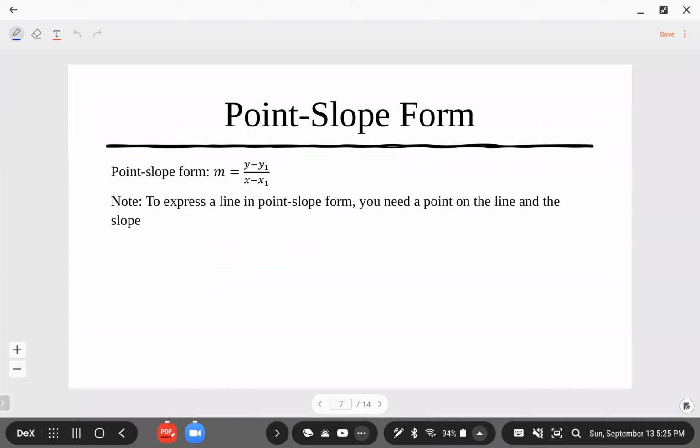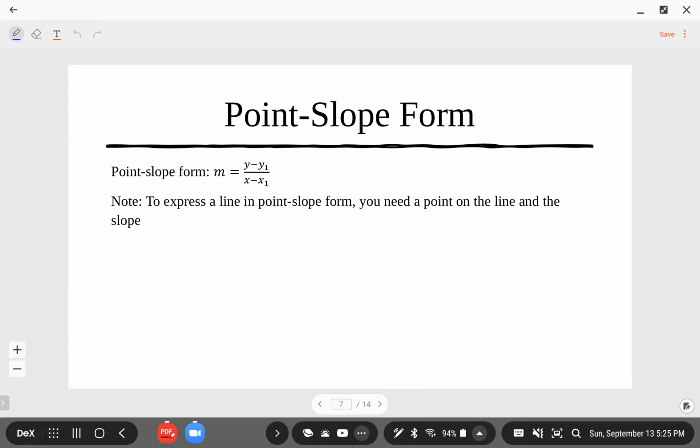So let's move on to point slope form. Point slope form is where you graph a linear equation from a point on the line and the slope. So you only need the point and the slope. Many people say that point slope form is a bit easier to graph than slope-intercept form. Why? Because point slope form requires less information.